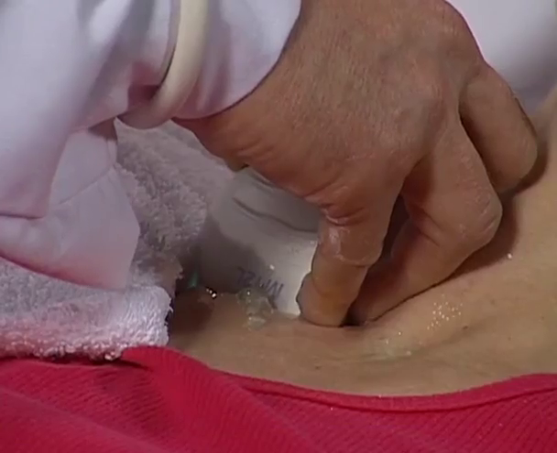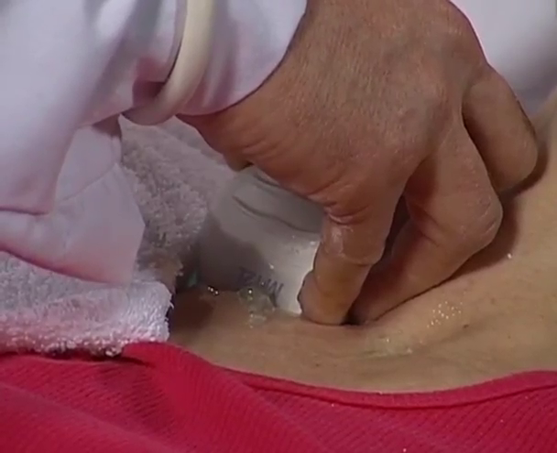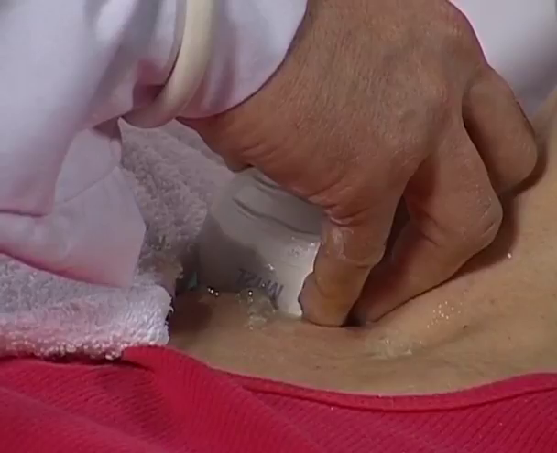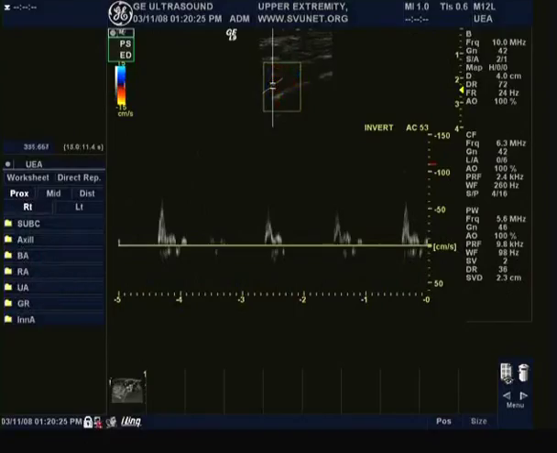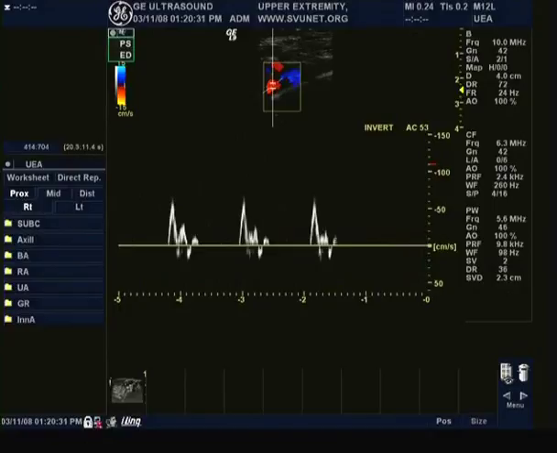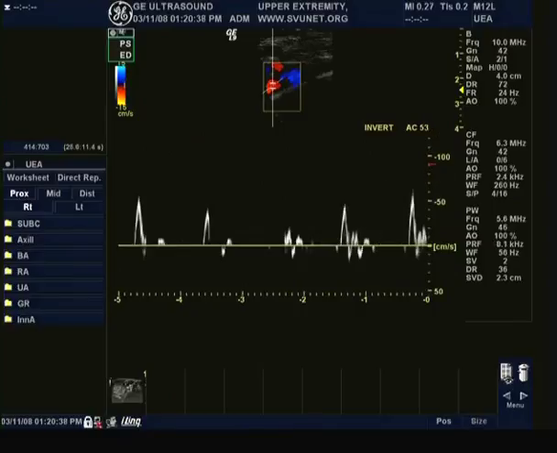I'm heeling and toeing the transducer so that even though I'm steered straight down, I can obtain a pretty decent angle here. It looks like I'm at about a 50-degree angle or so. Okay, so this is a very high resistance waveform, which is typical of the subclavian and axillary artery.